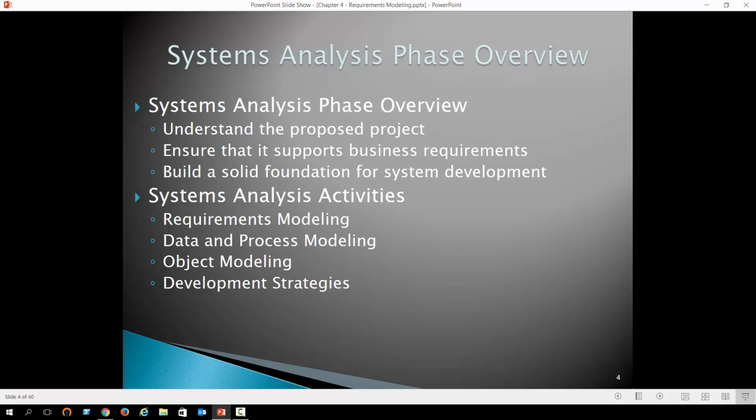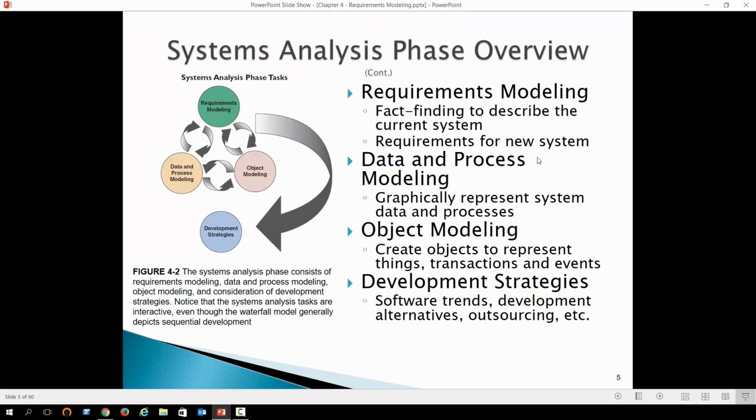We're going to look at data and process modeling, object modeling, and development strategies. So this time it's requirements. So requirements modeling, the fact finding to describe the current system and requirements for the new system. A lot of times, because we have experience with a previous system, if we're indeed replacing an older system, we can look at its functionality for the requirements. This is an observation that end users can make to say, hey, this works well in the current system, this doesn't work well, this is why we're replacing the system. Well, we need this additional functionality, for example.